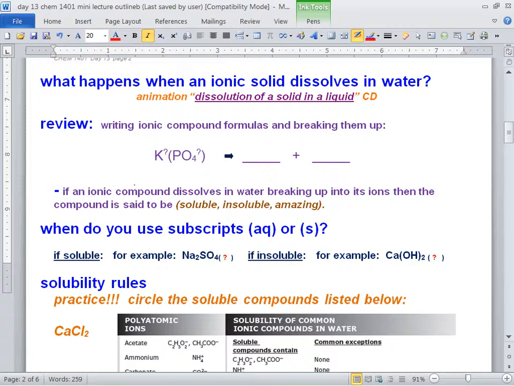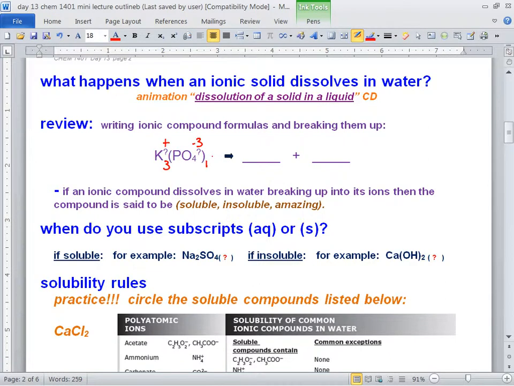Let's see. So writing ionic compound formulas and breaking them up. We have potassium phosphate. Kendall, what are the charges on this compound potassium phosphate? It's K what? K is plus 1. And then is the negative 3. Oh man, good. She remembers this stuff. So a 3 goes down there, right? And the 1 down there.